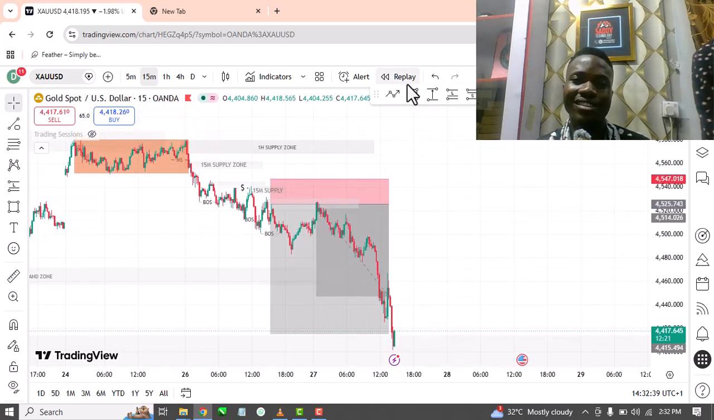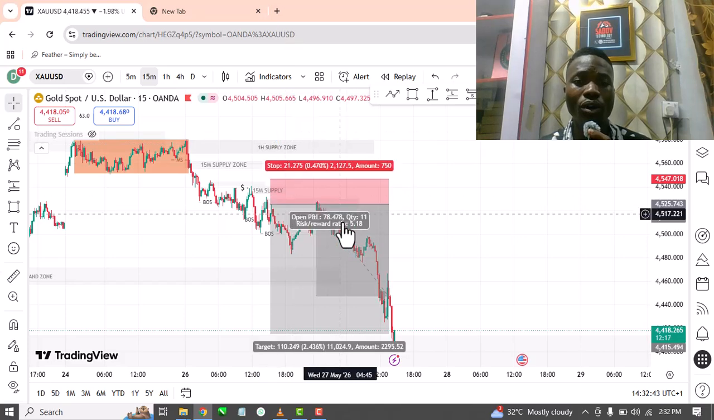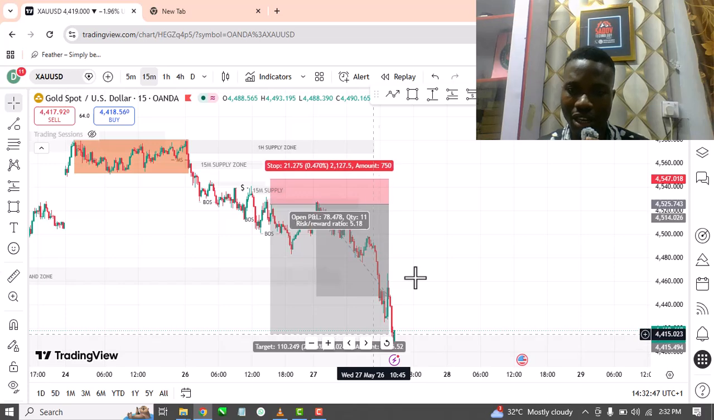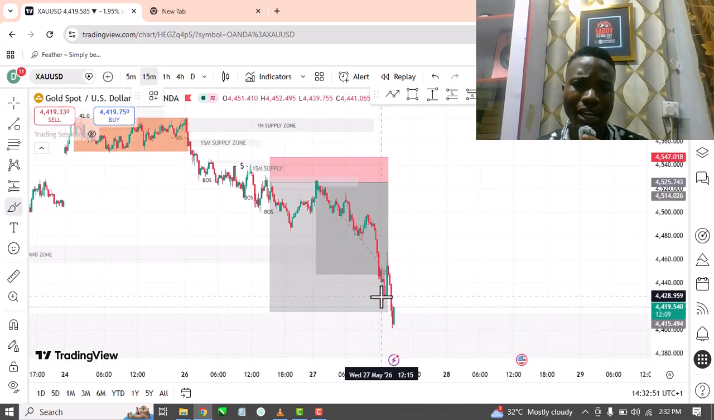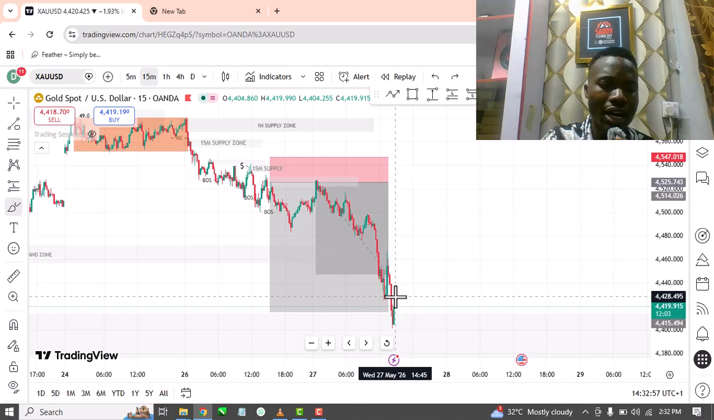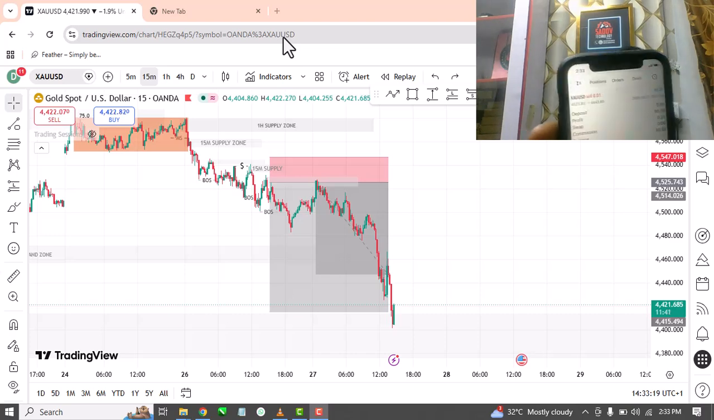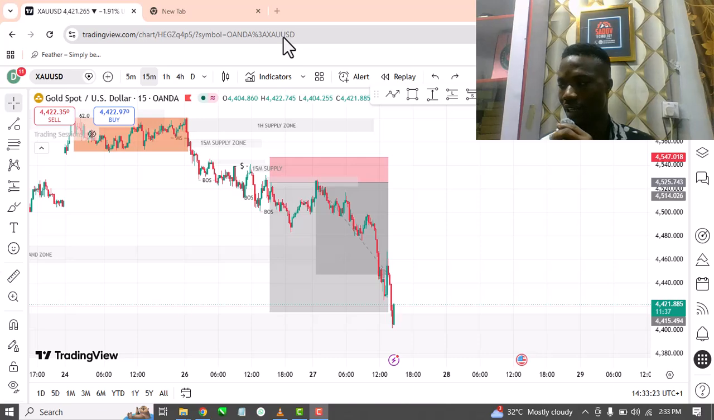How much did I make? Although I didn't hold the trade up to this level, I think I took my TP around this zone. I made about $80. So check it, guys, I made about $80. You can see that's $80 right there.